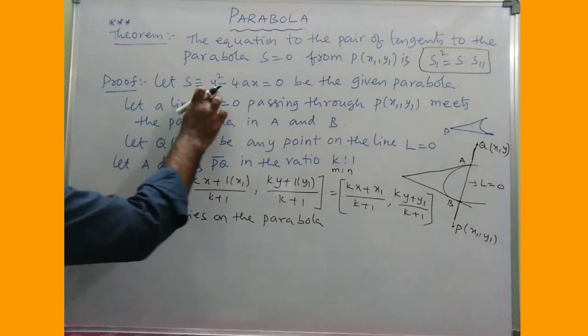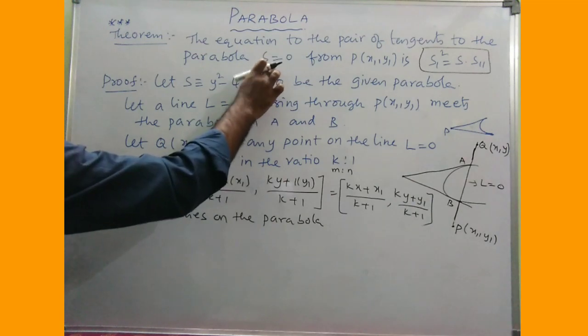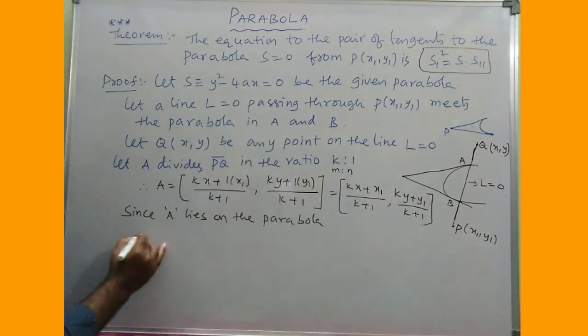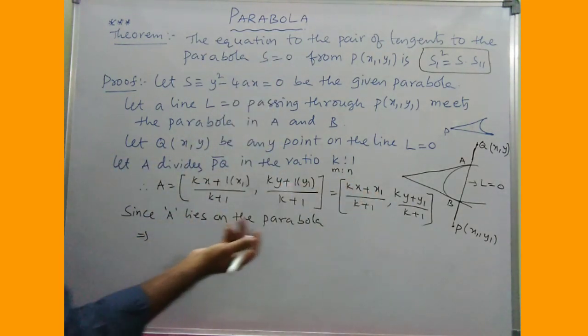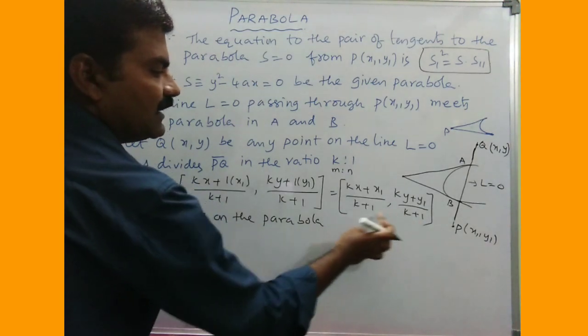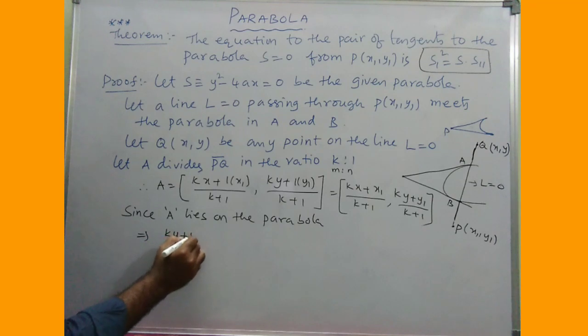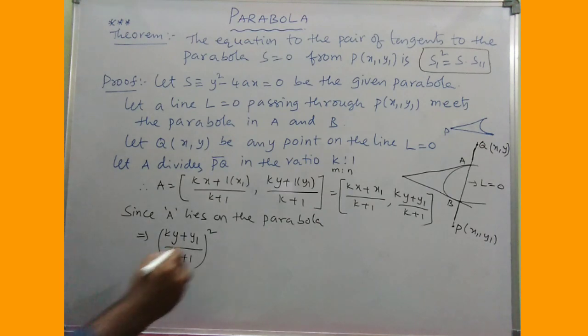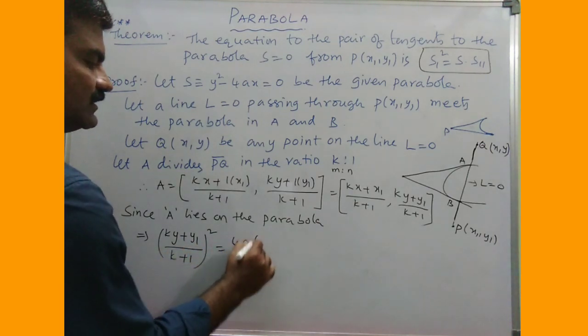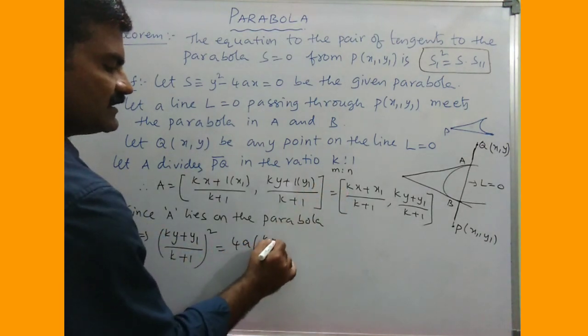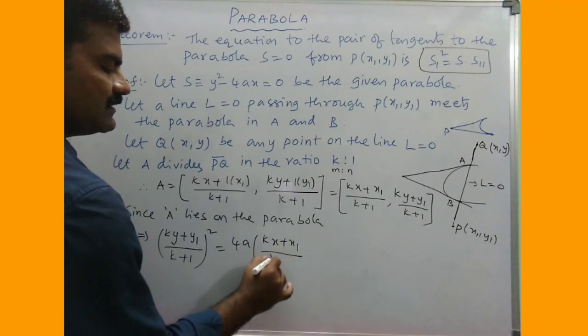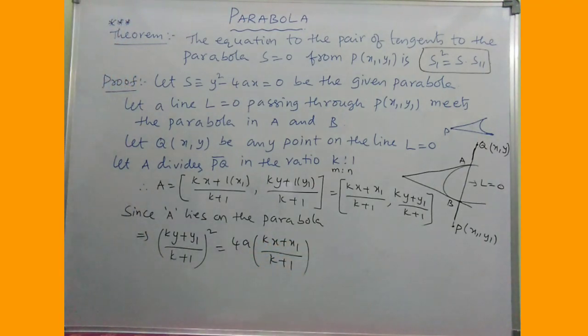So the equation of parabola is y square is equal to 4ax, standard. That implies I am going to substitute in the place of y this one and in the place of x this one. So y square, which is (ky plus y1) by (k plus 1) whole square, is equal to 4a into x. X is nothing but (kx plus x1) by (k plus 1). So I just want to substitute this.